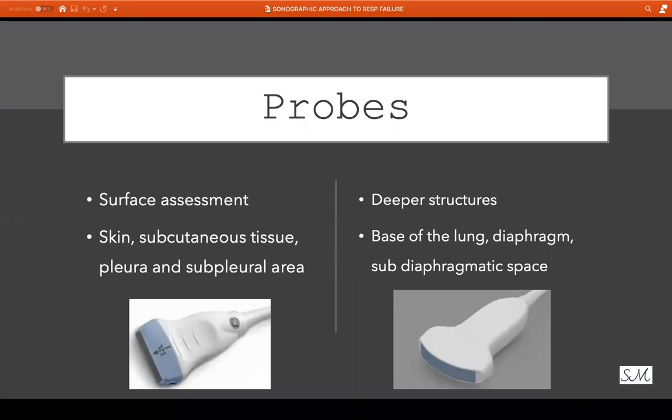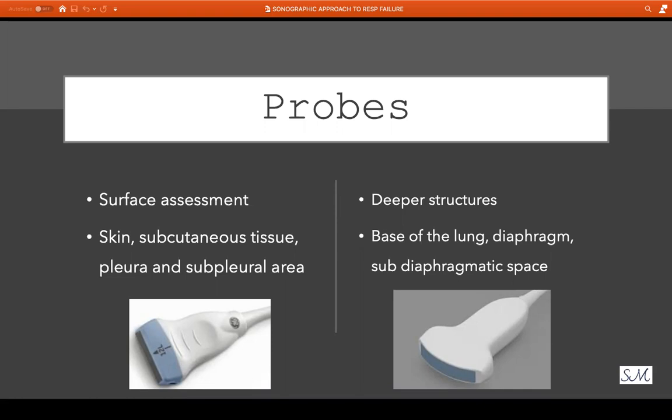Now, whenever we are talking about lung ultrasound, we usually use two types of probe. One is linear and one is curvilinear. The linear probe is used for surface assessment. It is high frequency, better resolution, but poor penetration. So it is used for skin, subcutaneous tissue, pleural, and subpleural area assessment.